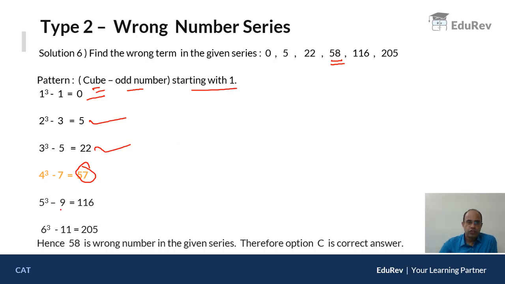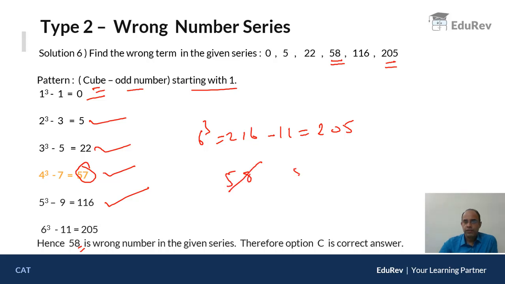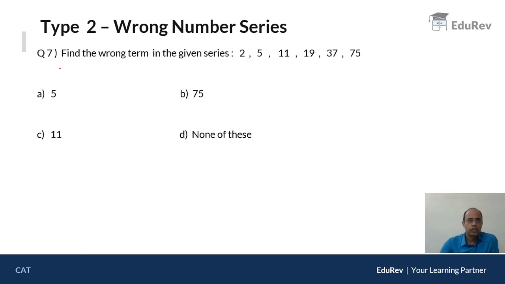Now the next term is 5 cube minus 9. 125 minus 9 is 116. This is correct. And the last term, 6 cube. As I have said in my previous lecture, you need to memorize cubes. 6 cube is 216. 216 minus 11 gives me 205, which is here. Therefore, 58 is wrongly placed. Instead of 58, it should have been 57. Therefore, option C is the correct answer. Fine, guys. Now let's move to question number 7.